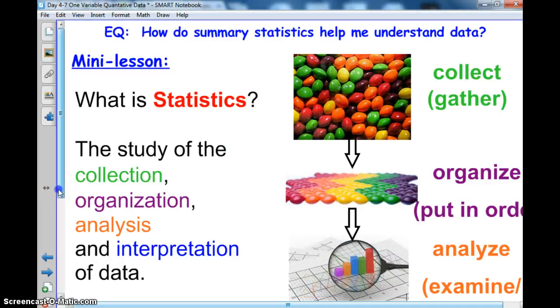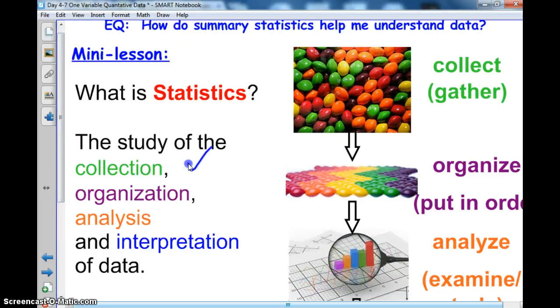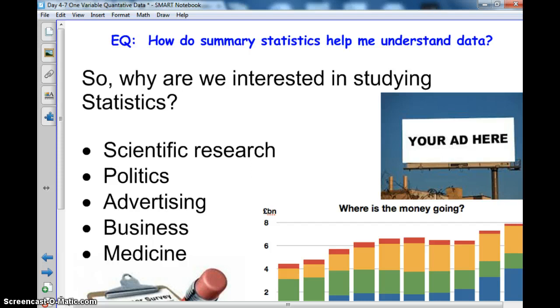What is statistics? It's the collection, the organization, the analysis, and interpretation of data. Today we're going to talk about how, after it's collected, we can begin organizing it. Here are some areas where you would use statistics.